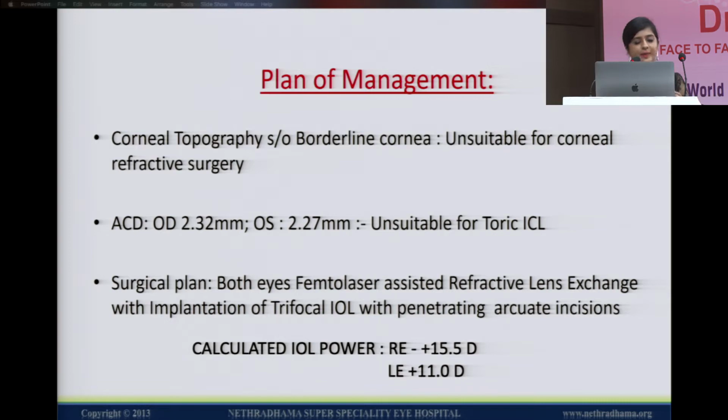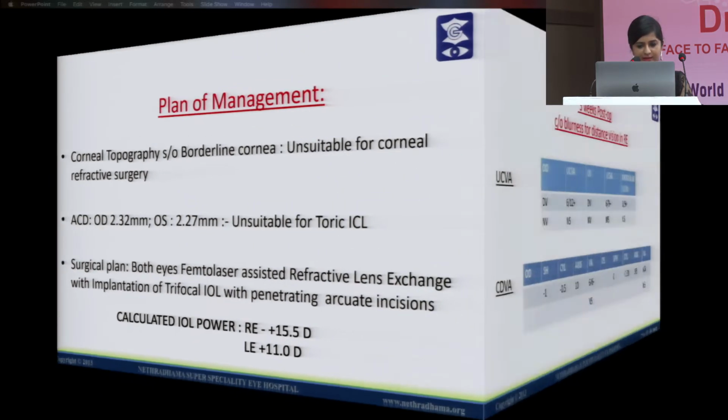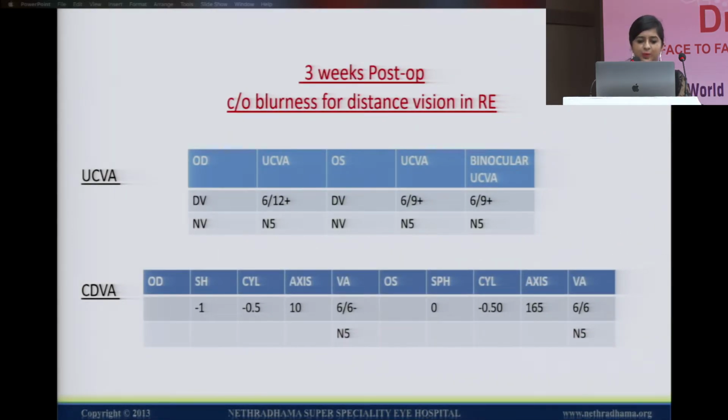So the surgical plan in this patient was femtolaser assisted refractive lens exchange in both eyes with implantation of a trifocal IOL with arcuate incisions, and the calculated IOL power was plus 15.5 in the right eye and 11 in the left eye. So 3 weeks post-operatively, she came back with blurring of distance vision in the right eye. It was 6/12 partial. And she was accepting -1 spherical and -0.5 cylinder.